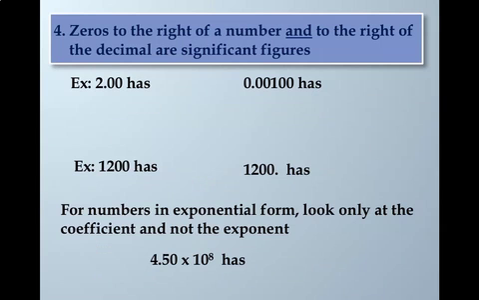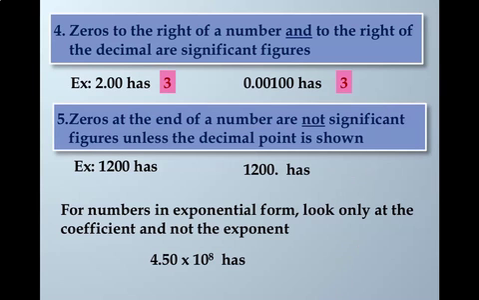Okay, number 4, zeros to the right of the number and to the right of the decimal are significant figures. So if there is a decimal and they're to the right, they count. So 2.00, those are all going to count, so we're going to have 3 significant figures. Okay, this next one, 0.00100. The zeros to the left of the 1 do not count. They are placeholders, but they do not count. The ones to the right of the 1 do count. So we have the 1 and then the 2 zeros to the right, which is 3 significant figures.